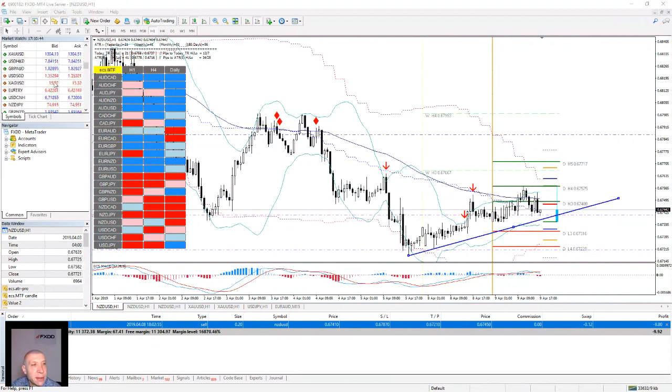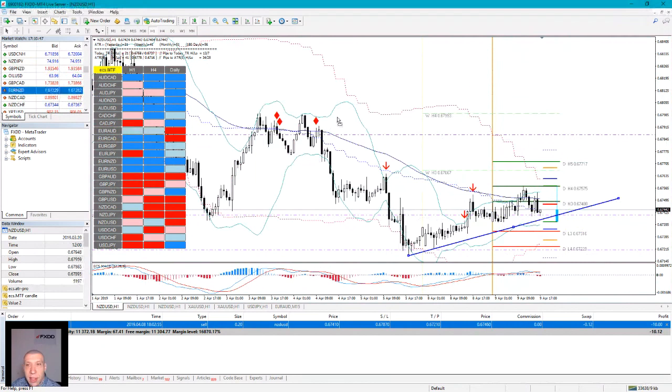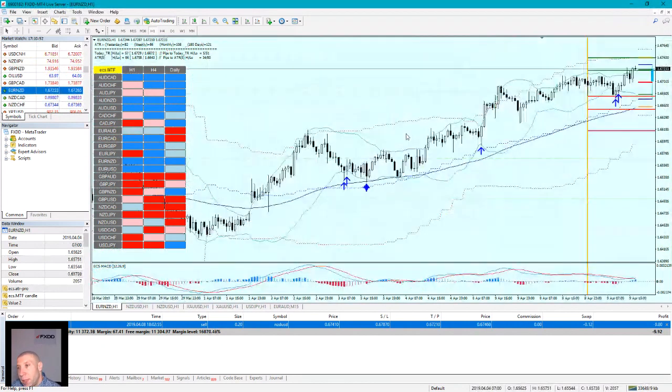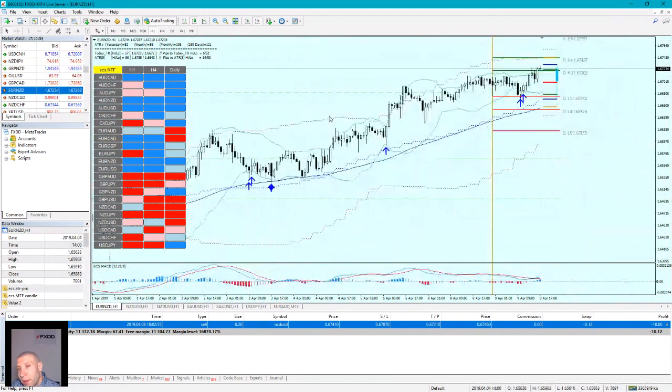Euro New Zealand, let me find it here. There it is, Euro New Zealand. Yeah, obviously this is long, and Euro New Zealand has been in a nice uptrend, and definitely we had good signals here, but I didn't trade this. Actually, I should have traded this.